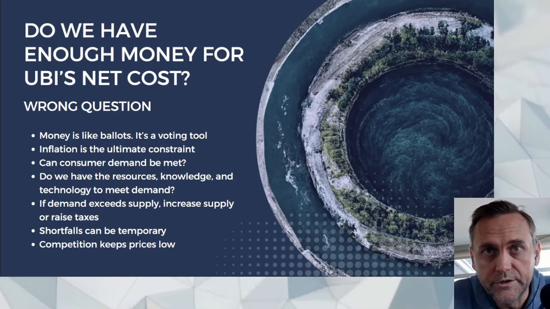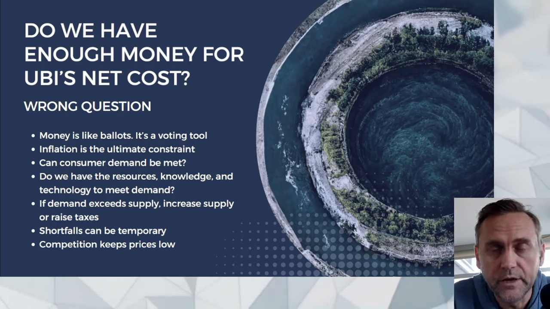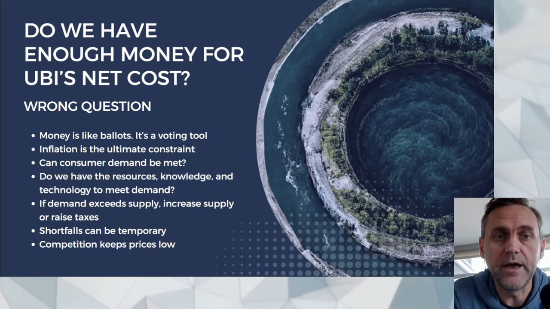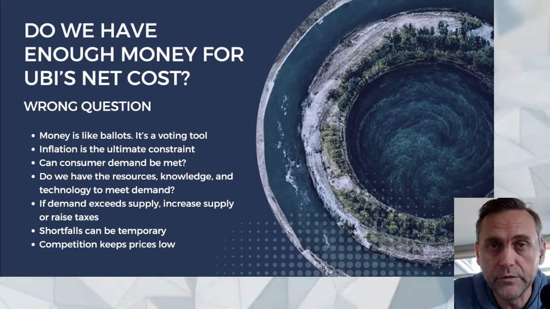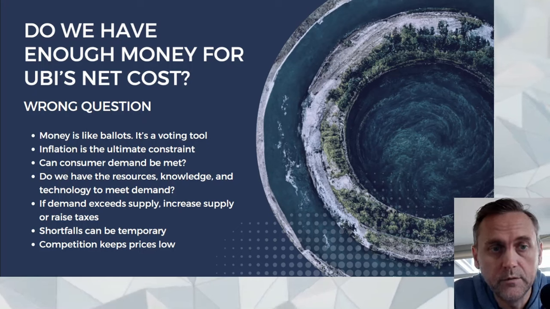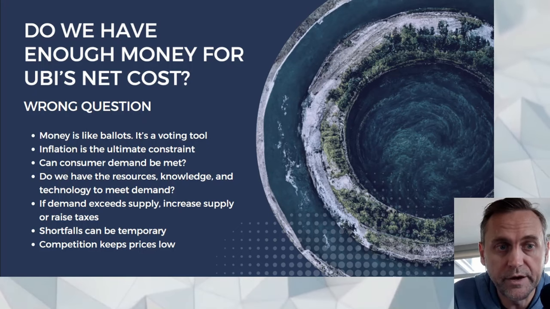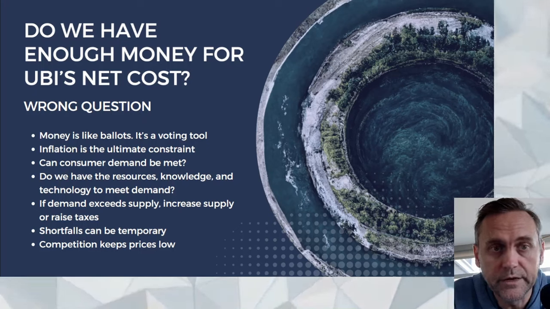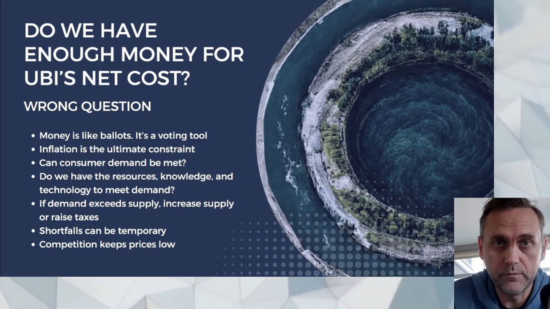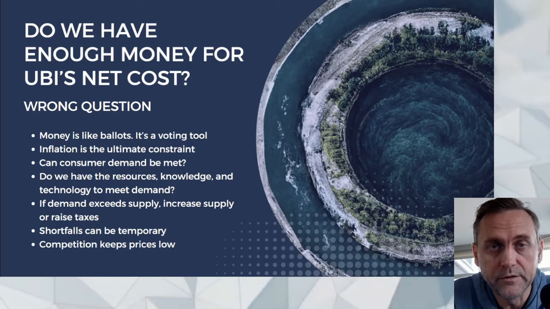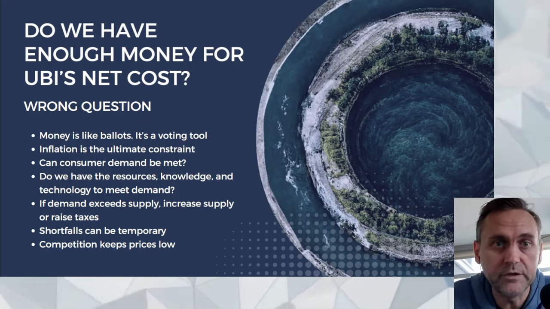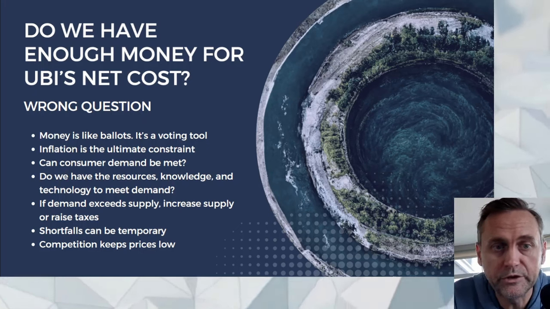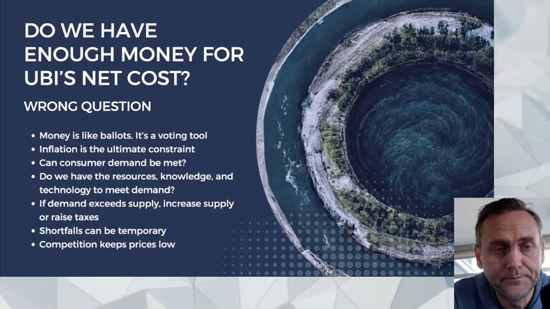Again, inflation is the ultimate constraint. Don't get caught up in just the cost of this stuff. Consider everything that would lead to inflation and how to manage that, after just making sure that the money for basic income is spent, and making sure that the amount isn't too high, that the taxes are sufficient and properly designed, and that there's a lot of other policies to make sure that there's sufficient economic capacity.